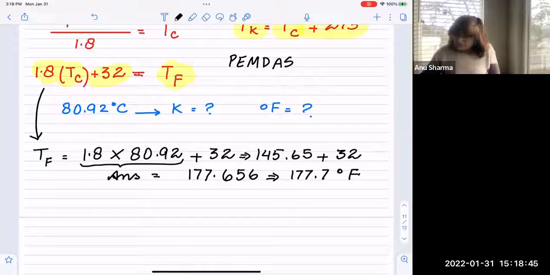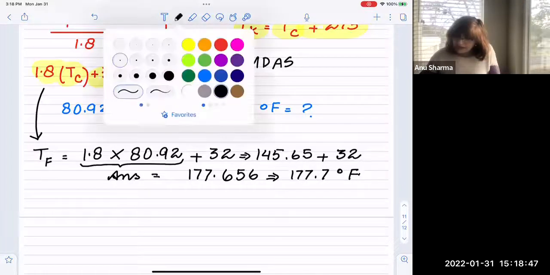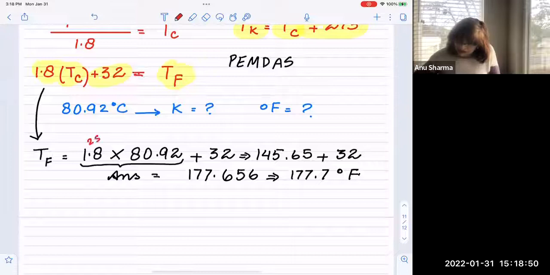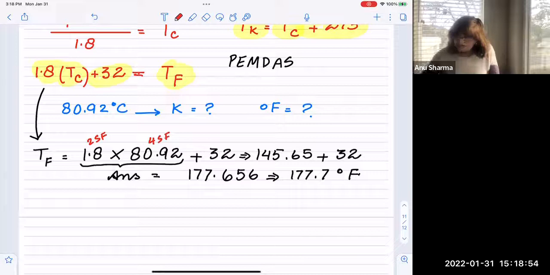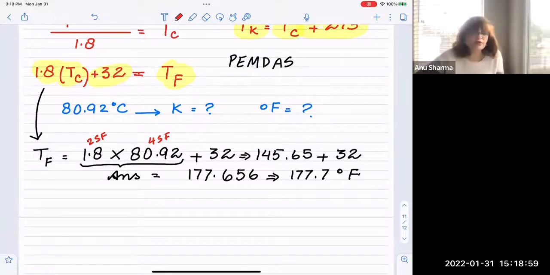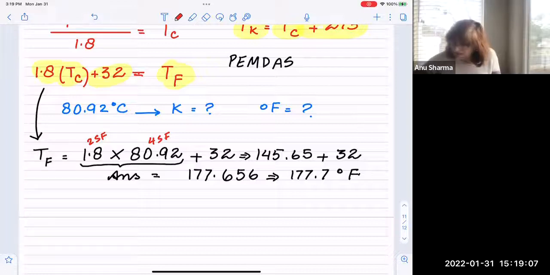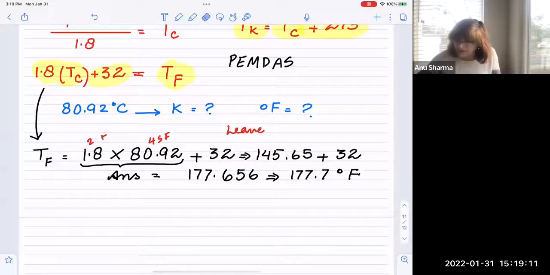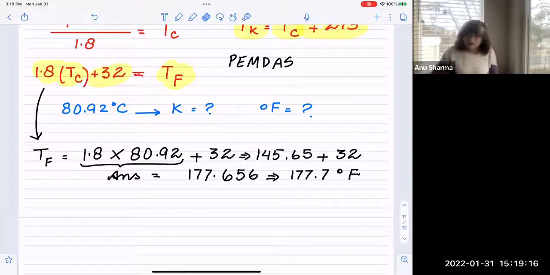Remember that when you are multiplying, you have two significant figures here and four significant figures here, so you should have two significant figures. But for 145.65, there is no way you can convert it into two significant figures without moving into scientific notation. So we will just leave it as it is. Don't apply the significant figures in this case, but try to keep, in general, one or two places after the decimal.